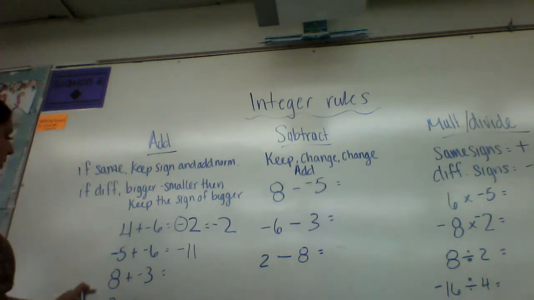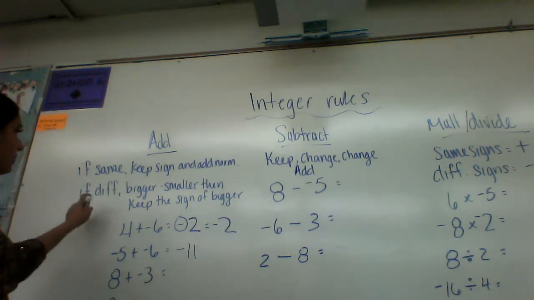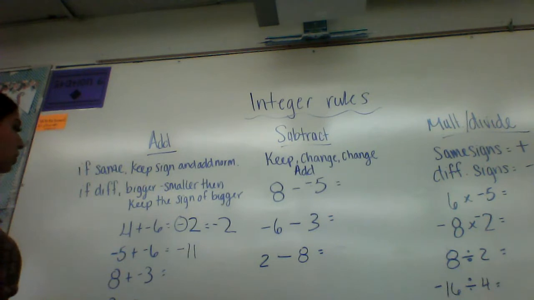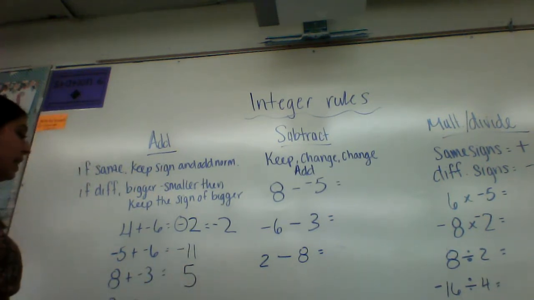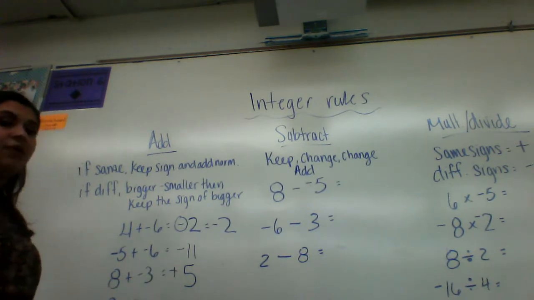Let's do it again. This is 8 plus negative 3. They have different signs, so I'm going to do the bigger minus the smaller. So 8 minus 3, that's 5. And for my sign, I'm going to take the sign of the number that was bigger. 8 was positive, so this is a positive 5.